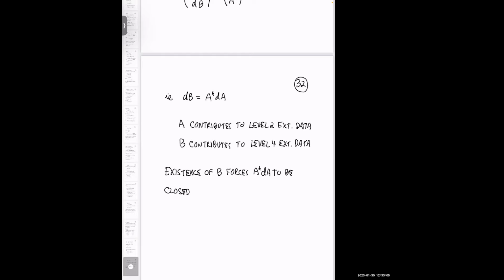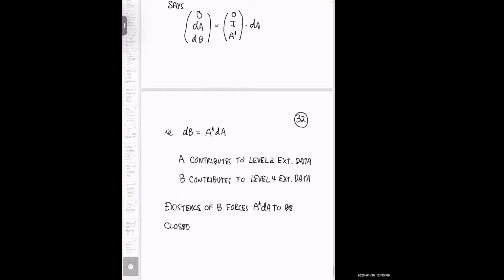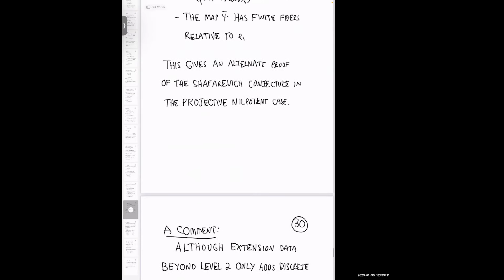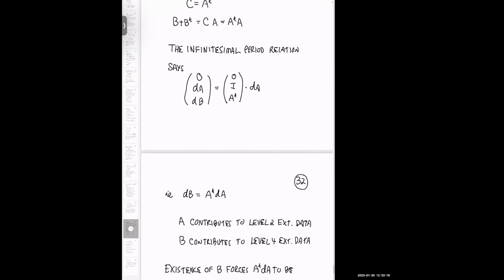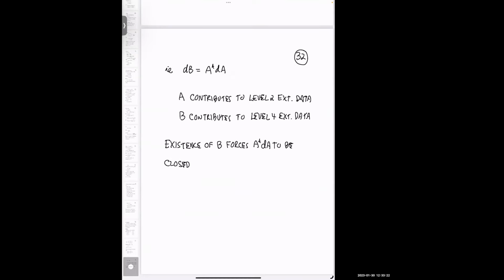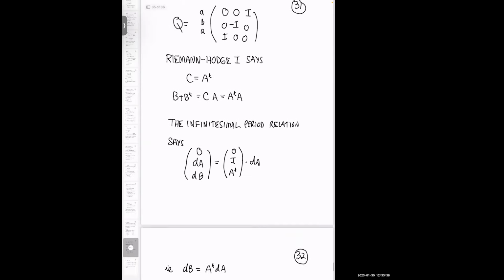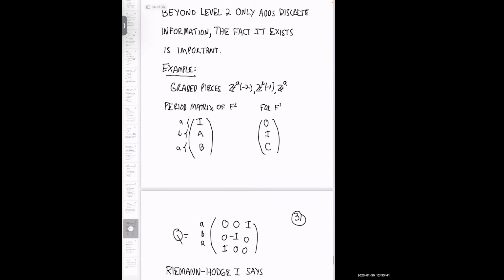A is contributing level 2 extension data, and B in this case is contributing level 4 because you're switching between Z(-2) and Z(0), and Z(-1) and Z(0). So the existence of B forces this to be closed, and then of course you get into all the interesting iterated integral stuff when you look at these. So that's all I really prepared. So I guess we could take questions.